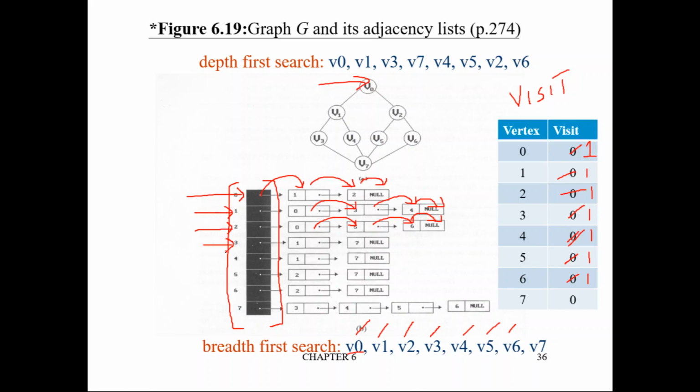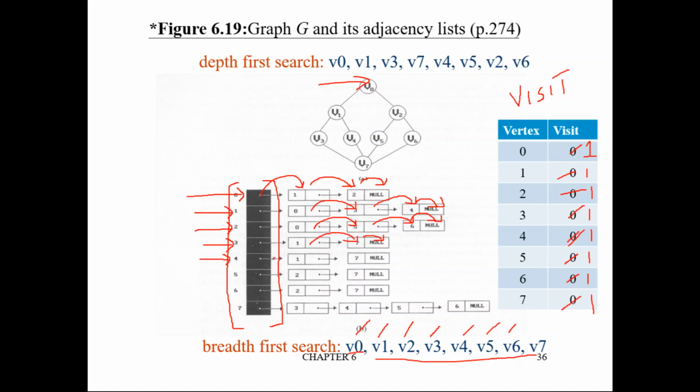It is 3. 3 is pointing to 1. Is it visited or not? Yes, it's already visited. So go to next, 7. Is 7 visited or not? No, it's not visited. So visit it. After 7 it is null. So go to the next pointer. By this time we have visited all vertices, but still you have to continue.